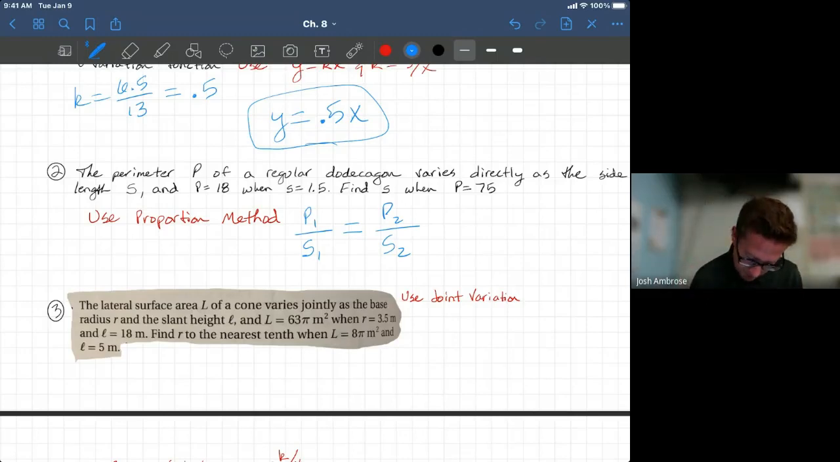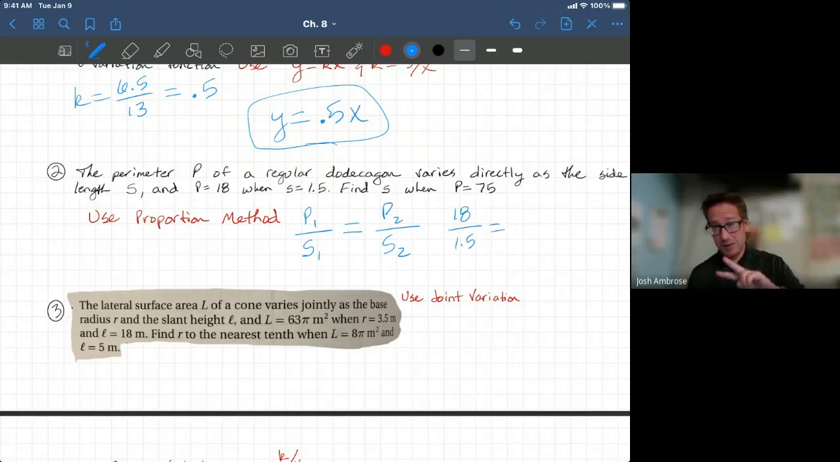All right, the first P value they give me is 18. The first S value they give me is 1.5. The second P value they give me is 75. But you'll notice they don't give me the second S value.